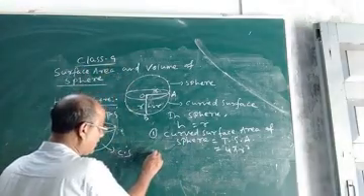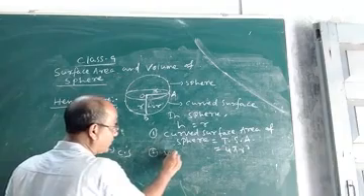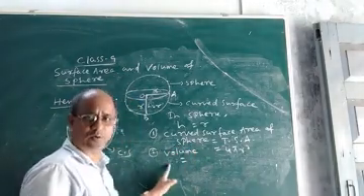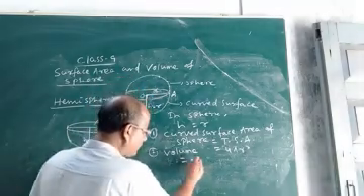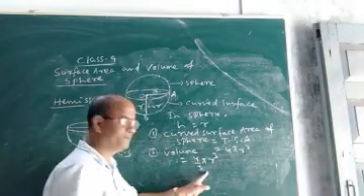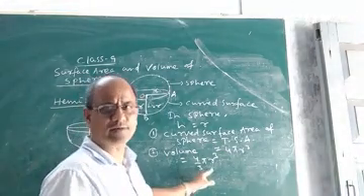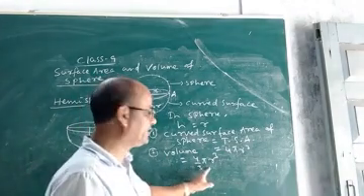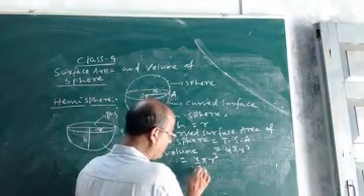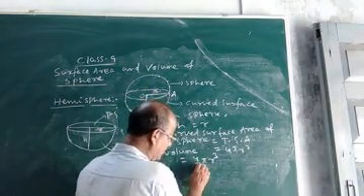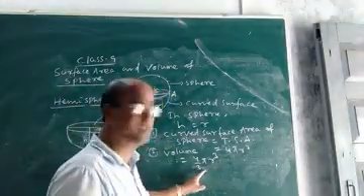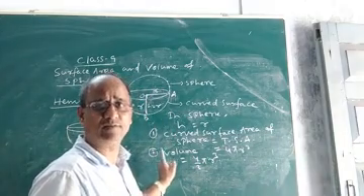What will be the formula for volume? The volume of a sphere we can calculate using the formula 4/3 pi r cube. This is the formula to find the volume of a sphere: 4/3 pi r cube. When the radius of the sphere is given, you will use this formula to calculate the volume.